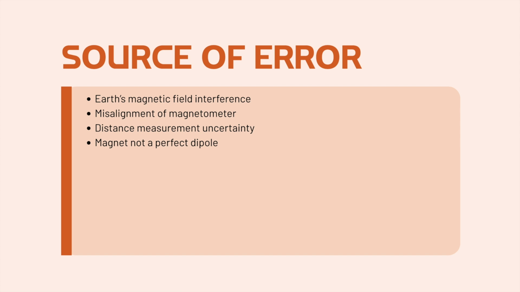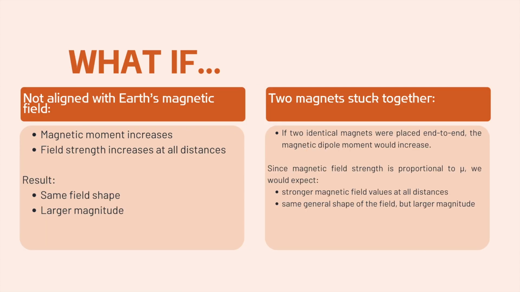Some possible sources of error include interference from Earth's magnetic field, misalignment of the magnetometer, measurement uncertainty in distance, and the magnet not being a perfect dipole. If we did not align the experiment with Earth's magnetic field, our measurements would include additional components from the Earth's field. This would distort the data and make the magnetic field appear larger or differently directed than it actually is.